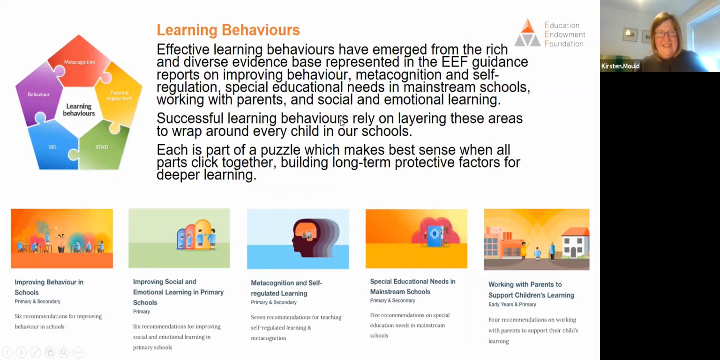So learning behaviours, sorry, there's rather a lot of type on that slide, but it's something that we're trying to do at EEF to try and exemplify what a situation for someone like Oliver, but actually for every child, and why that's important. So we've pulled together five guidance reports: improving behaviour, metacognition and self-regulation, working with parents, special educational needs in mainstream schools, and SEL. And having all of those locked together brings part of the puzzle together.